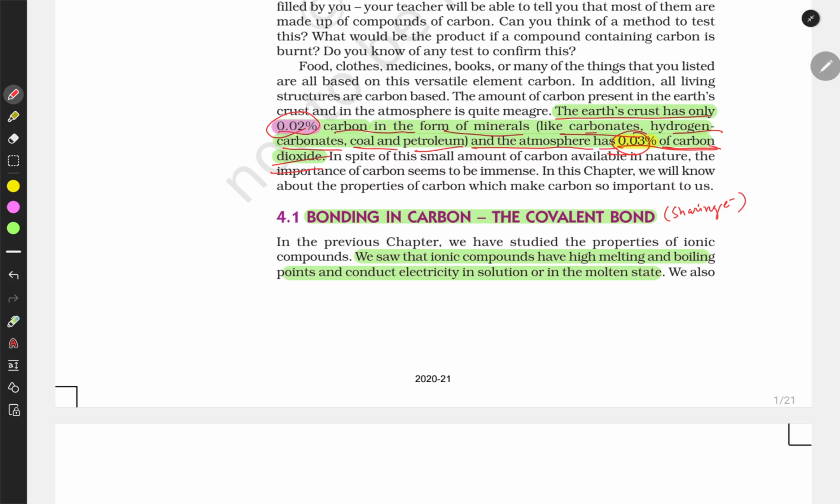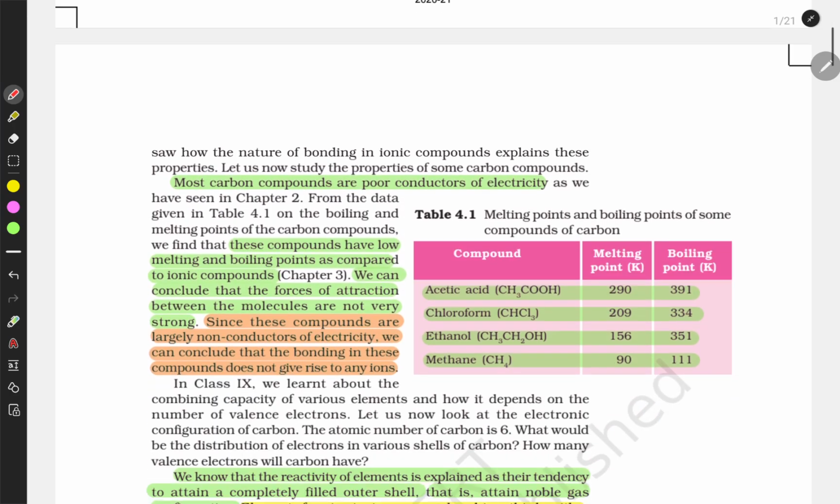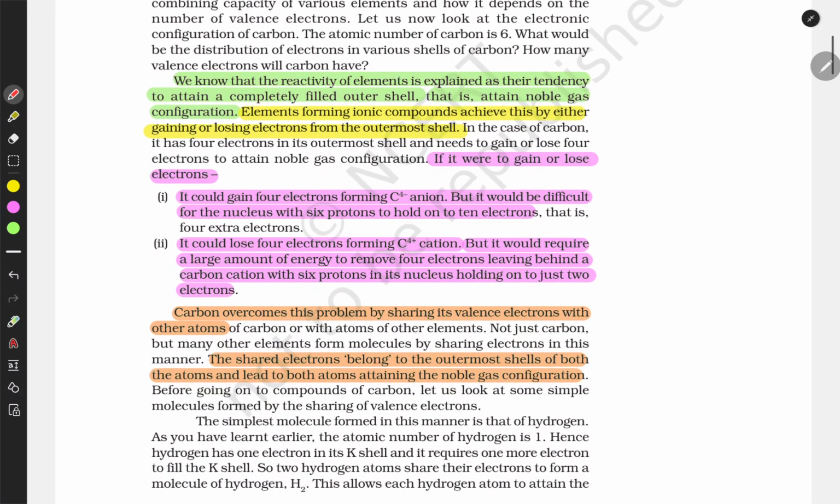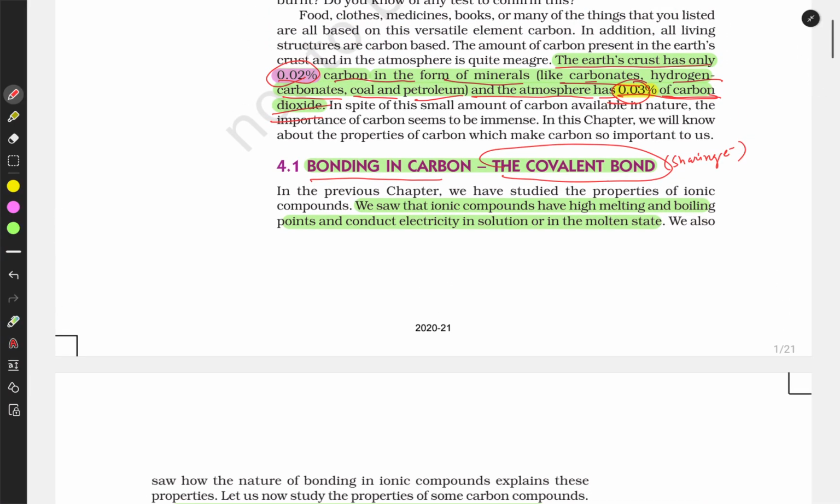Let's talk about the bonding in carbon, the covalent bond. So we will study here why carbon is the basis of many compounds, and how carbon has that much tendency.